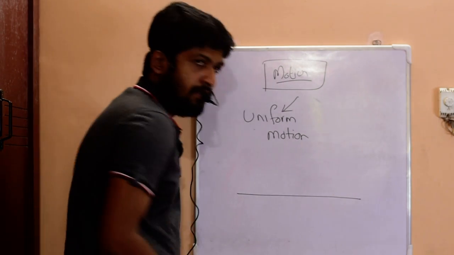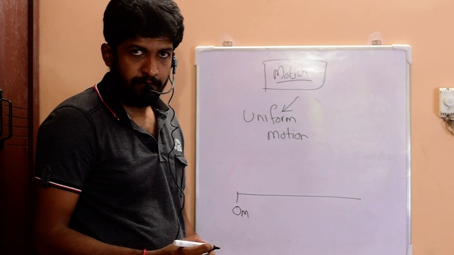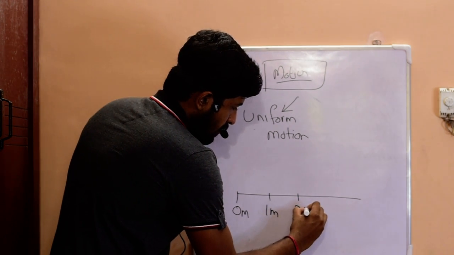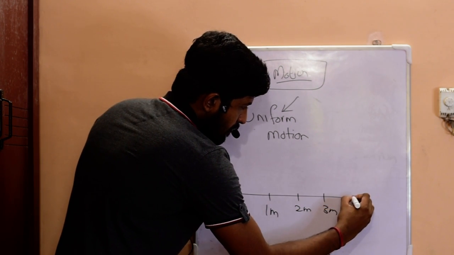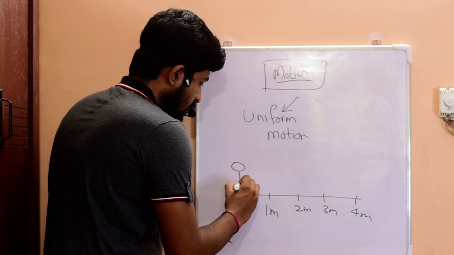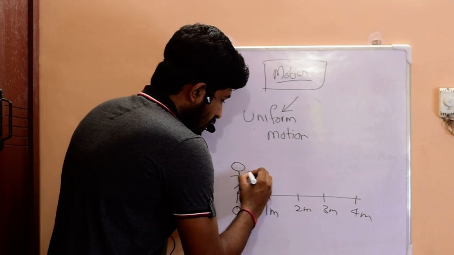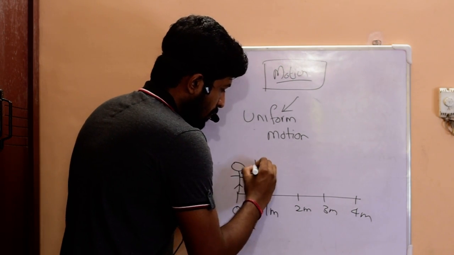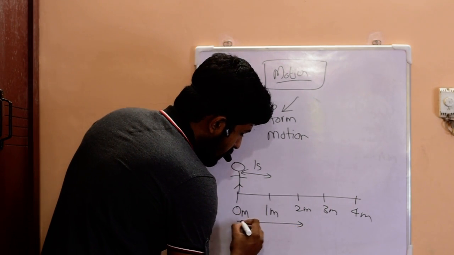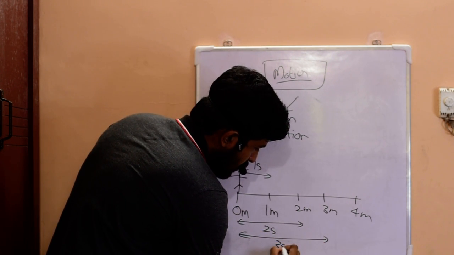Suppose there is a floor here, and here we take the reference as 0 meter. And we put graduations like 1 meter, 2 meter, 3 meter, 4 meter, etc. And a boy is standing here. So in 1 second he travelled around 1 meter. Suppose. And after 2 seconds he travelled 2 meter. And after 3 seconds he travelled 3 meter.